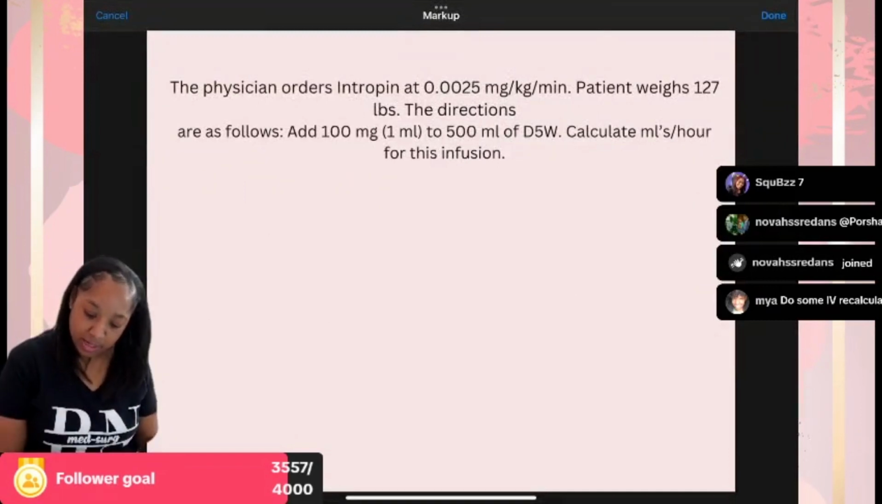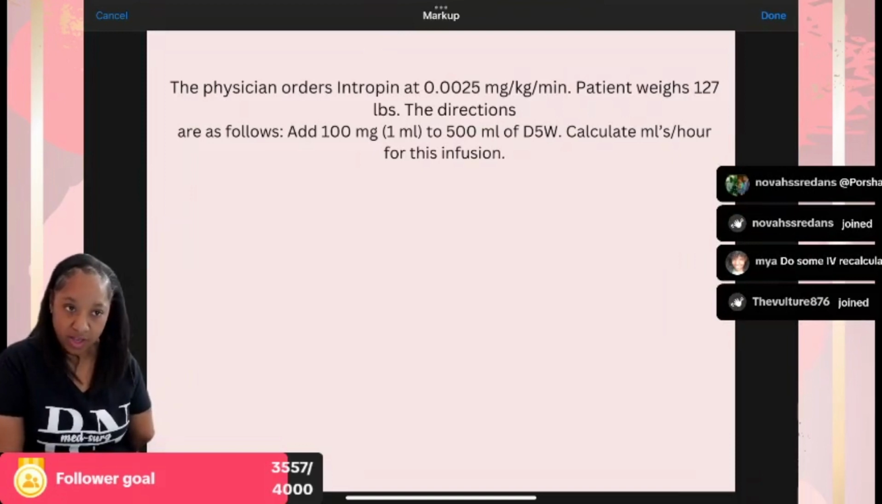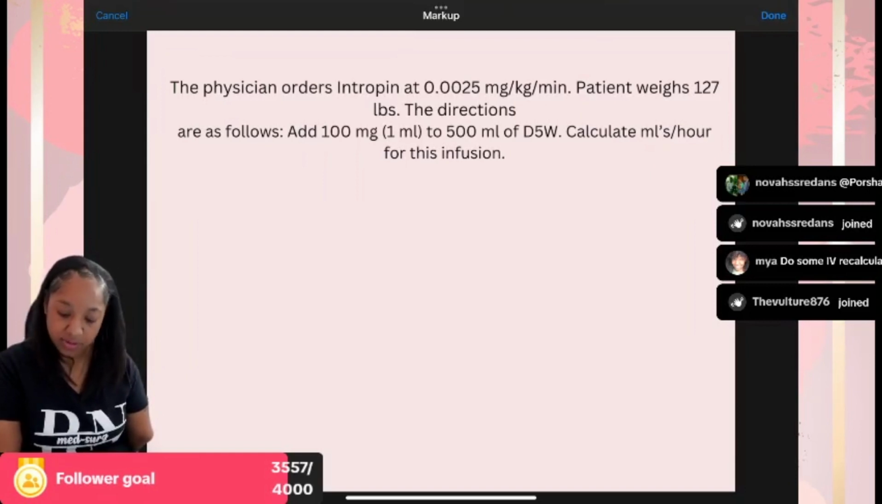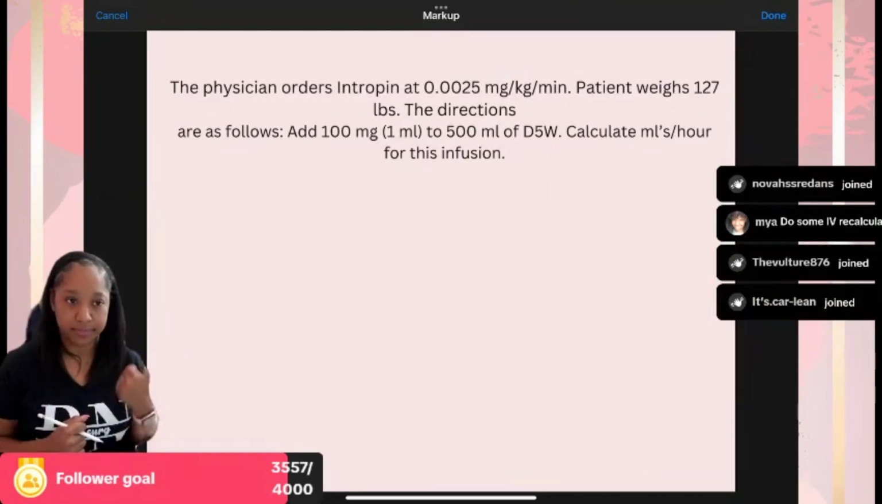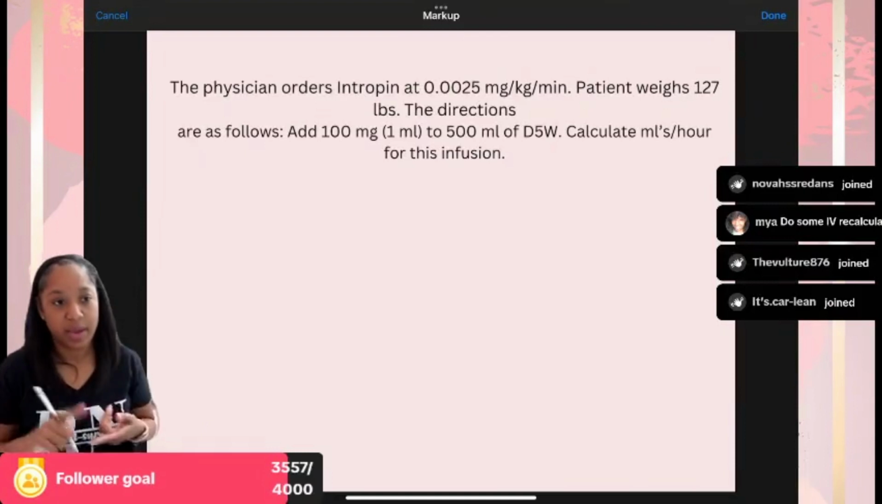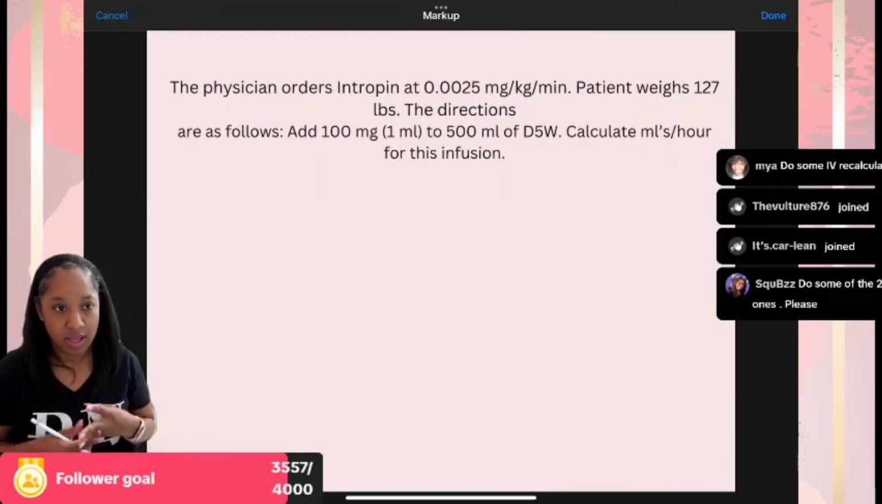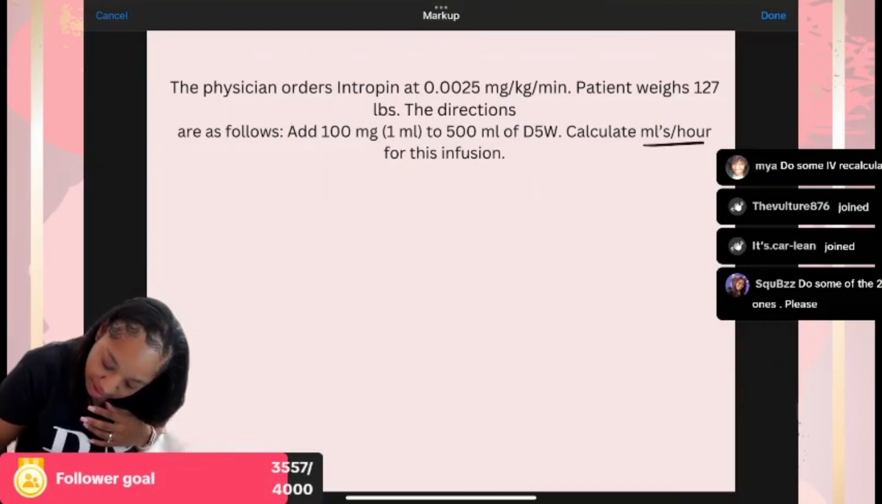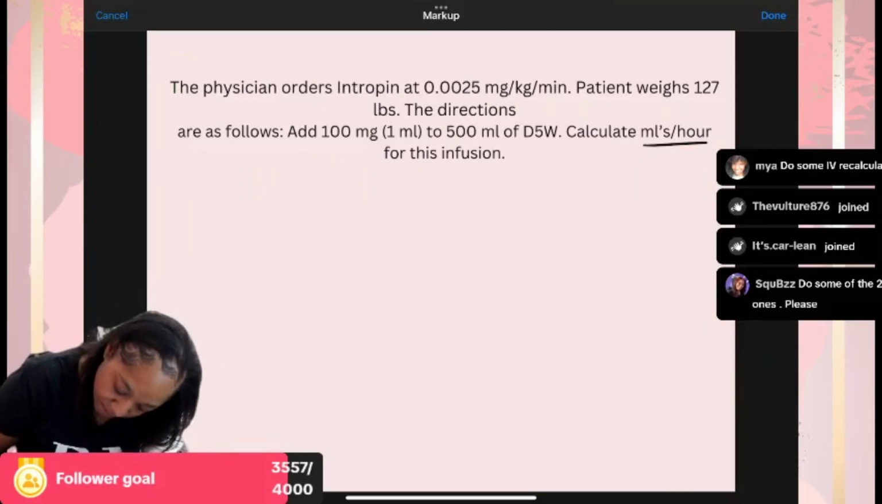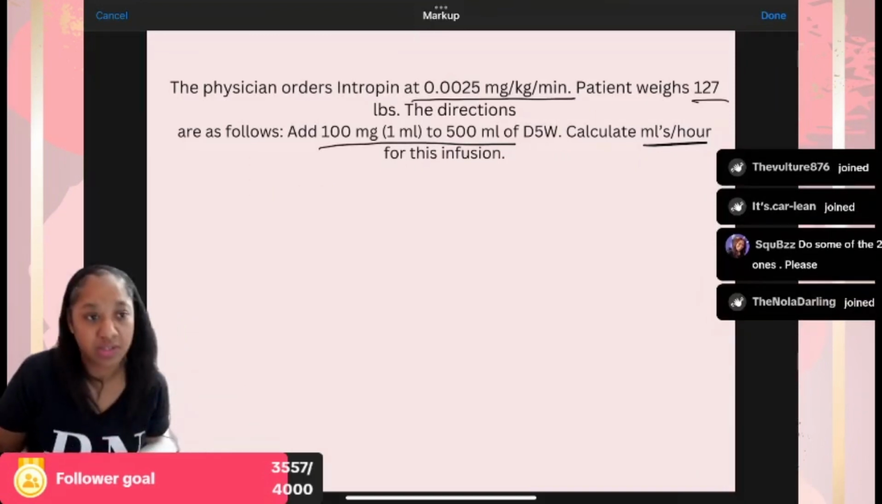The physician orders inotropin at 0.0025 mg per kilogram per minute. Patient weighs 127 pounds. The directions are as follows: add 100 milligrams to 500 milliliters of D5W. Calculate milliliters per hour for the infusion. So we're looking for milliliters per hour. Let's do it. So PPP, patient prescription product. We are looking for milliliter over hour. So we have our product right here, our prescription right here, and our patient's weight right here.